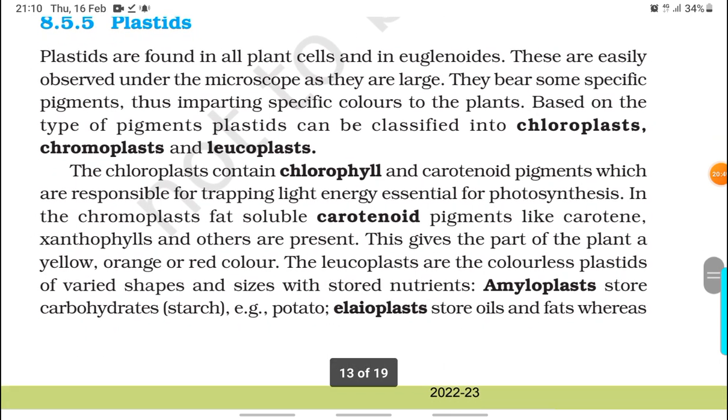Plastids. Plastids are found in all plants and plant cells and in euglenoids. These are easily observed under the microscope as they are large. They bear some specific pigments, thus imparting specific colors to the plants. Based on the type of pigment, plastids can be classified into chloroplast, chromoplast, and leucoplast. The chloroplast contain chlorophyll and carotenoid pigments which are responsible for trapping light energy essential for photosynthesis. In the chromoplast, fat-soluble carotenoid pigments like carotene, xanthophyll, and others are present. This gives the part of a plant yellow, orange, or red color.